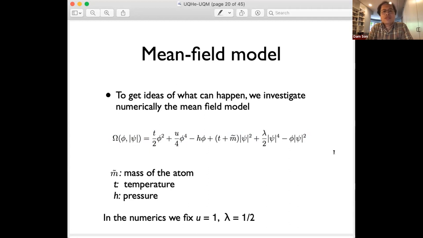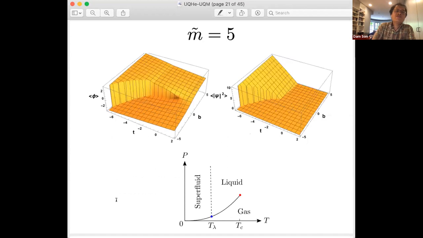So we did some numerics. The parameter here, which we call m tilde, can be thought of as the mass of the atoms. T could be thought of as some kind of temperature, and H is pressure. Very roughly, in the real world, of course, all these three parameters are a combination of m tilde, T, and H. So for a large value of m tilde, that mass of the nucleus, roughly speaking, we see in mean field theory a phase diagram very similar to the phase diagram of helium.